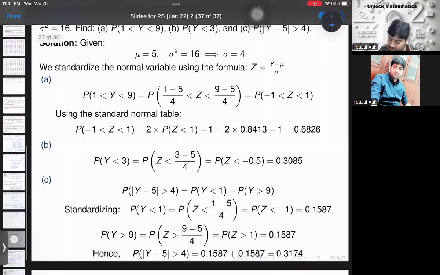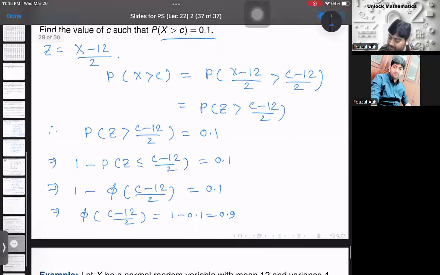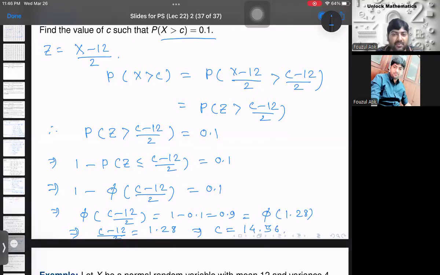And therefore, if I move back to the problem, (c minus 12)/2 is equal to 1.28, because phi of 1.28 is 0.9. Therefore c minus 12 by 2 is 1.28, and then the c value is what? If you just do the calculation, it is 14.56. Done. So you got the value of c.